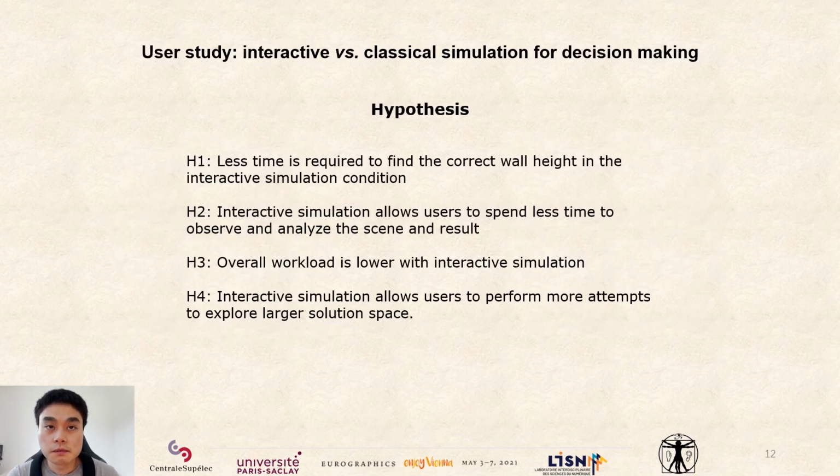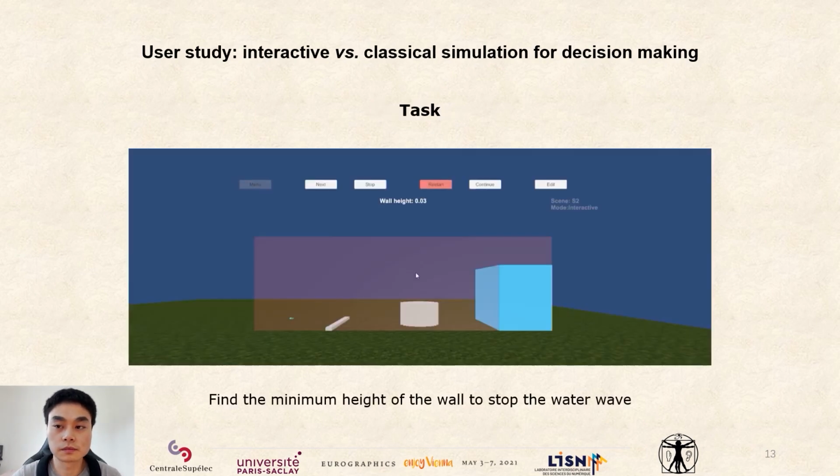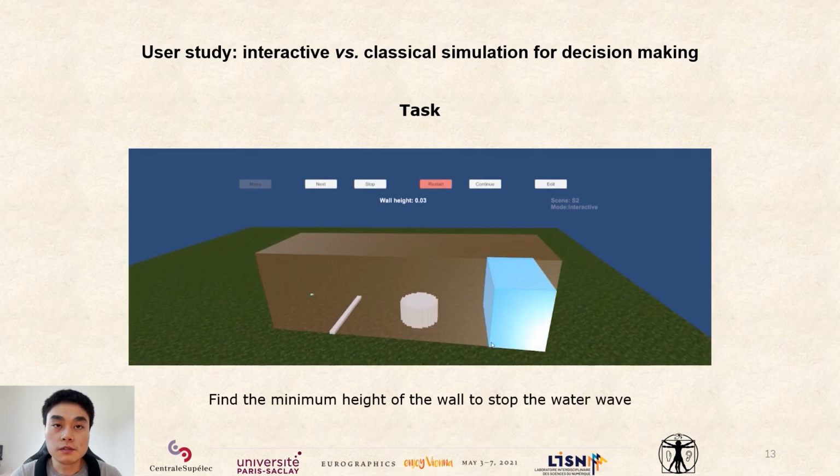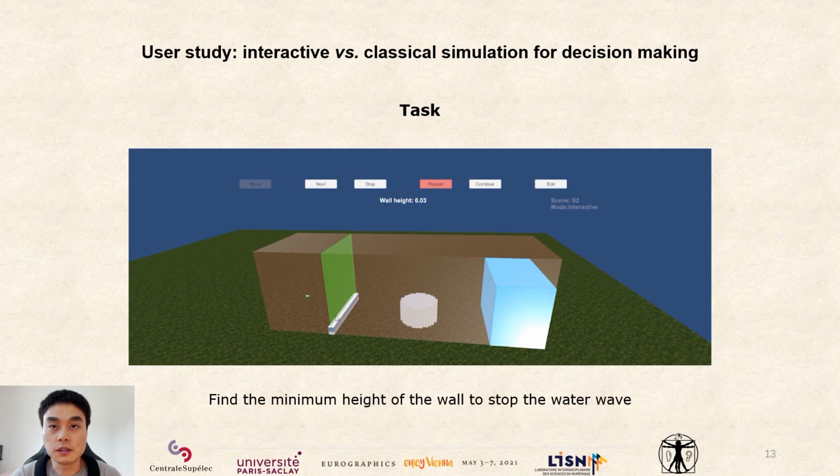Then we ran a user study based on this system to compare the interactive simulation and normal simulation. The objective of this study is to justify that interactive simulation is more efficient, and it allows users to make more attempts to achieve the task, and thus it's also easier for users to achieve the task. The difference between interactive simulation and classical simulation in our experiment is that interactive simulation allows the user to continue the simulation without restarting from the beginning after making some modifications.